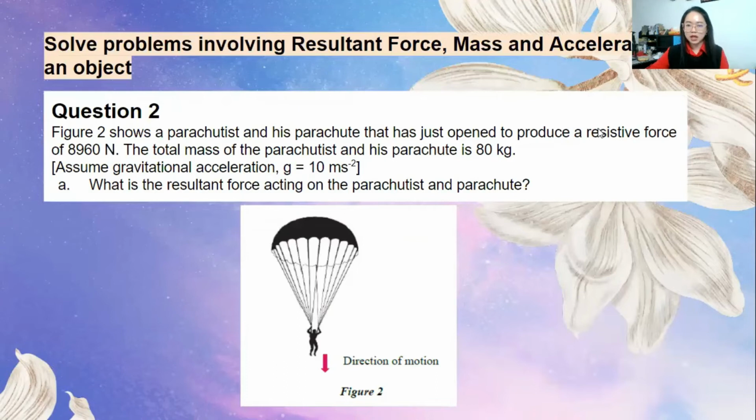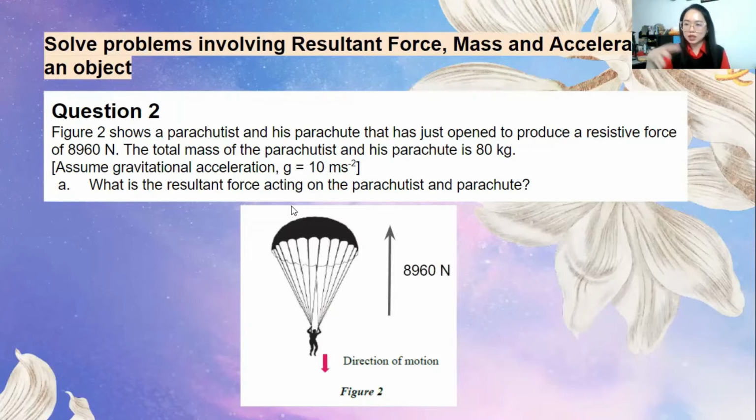So I'm going to label it. What do I have here? I have my resistive force is 8,960. I know that the resistive force goes up. So it's 8,960. Now, before I explain further, I'm just going to give you a situation.